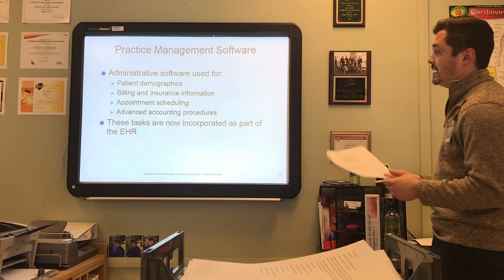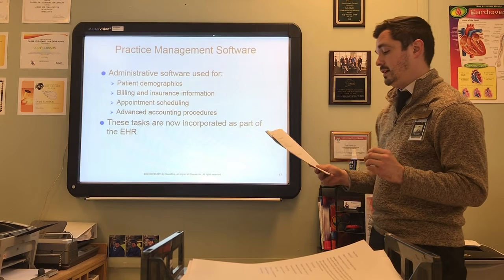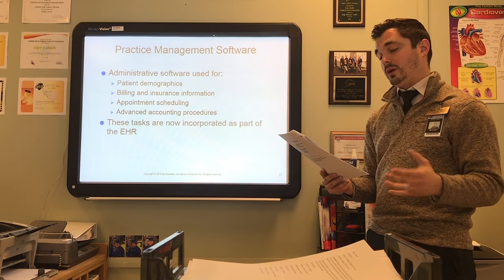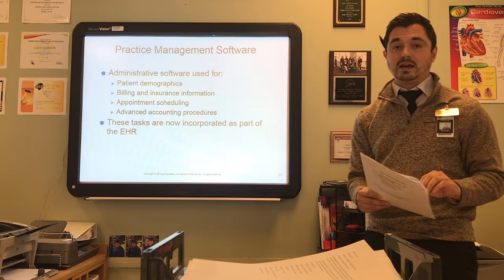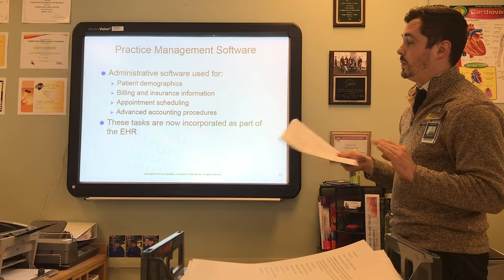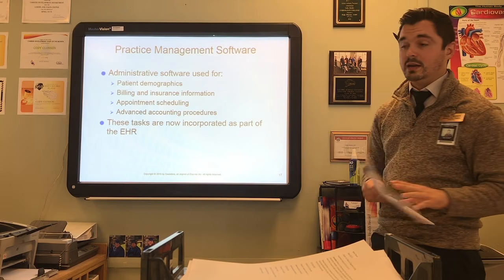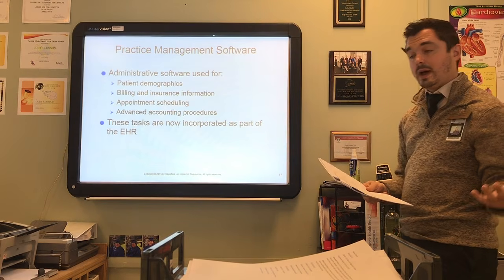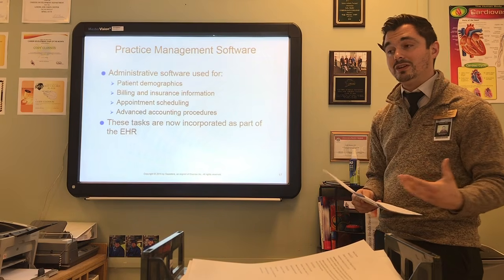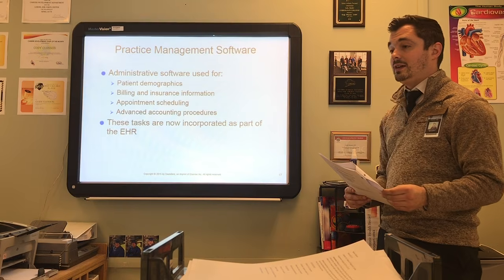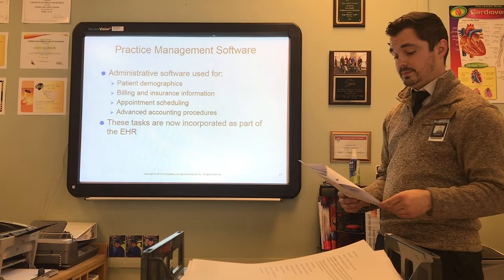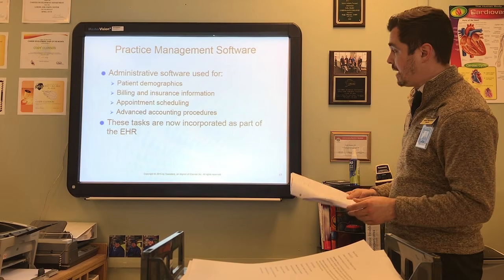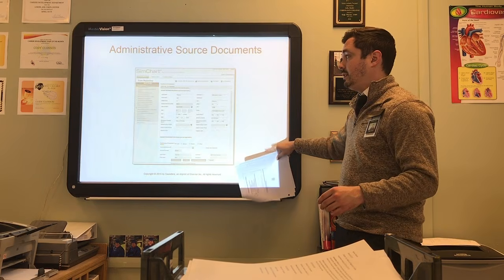And then you have practice management software, and basically practice management software allows the electronic management of the business side of the practice. So this is really what we focus on as administrative medical assistants. You'll have some administrative software used for patient demographics, and then you'll get into billing and insurance information, scheduling appointments, and then you have advanced accounting procedures. So these tasks are now incorporated as part of the EHR.